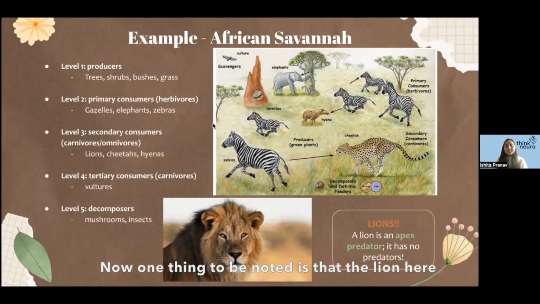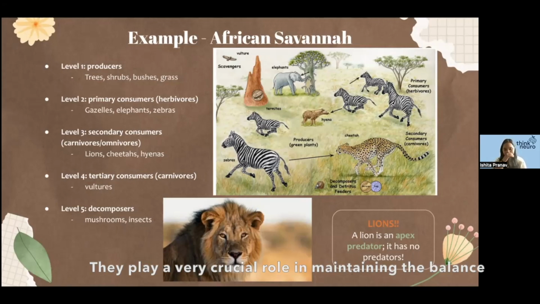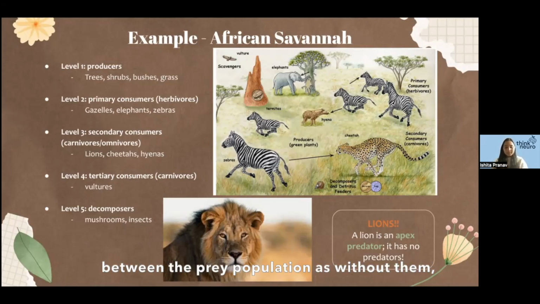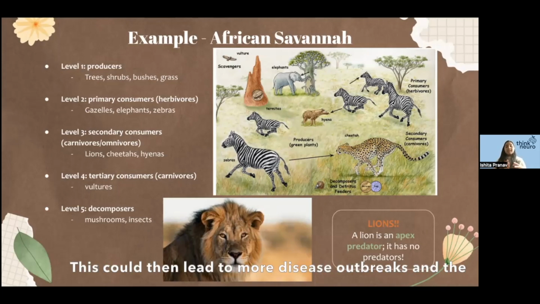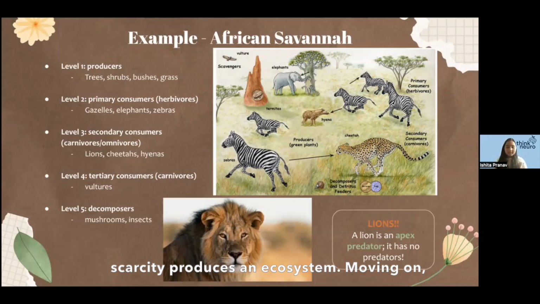Now, one thing to be noted is that the lion here is an apex predator, meaning that they have no prey. They play a very crucial role in maintaining the balance between the prey population, as without them, there could be an overabundance of prey. This could then lead to more disease outbreaks and the scarcity of producers in an ecosystem.